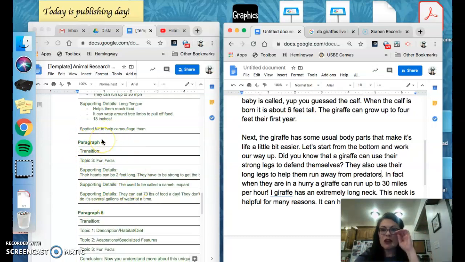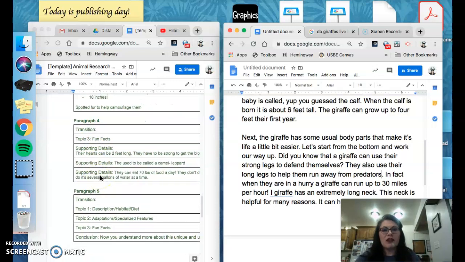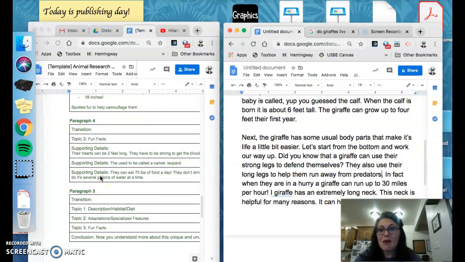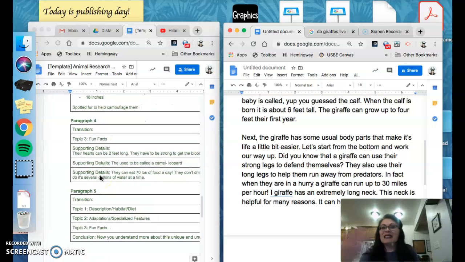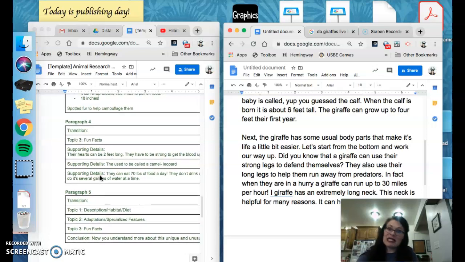So as I'm talking about the fun facts, I'm going to talk about the fact that their heart's 2 feet long. Can you imagine? That's the same size as, describe it. They have to be strong. Why is it so big? Well, it has to be strong in order to get the blood up around their body.